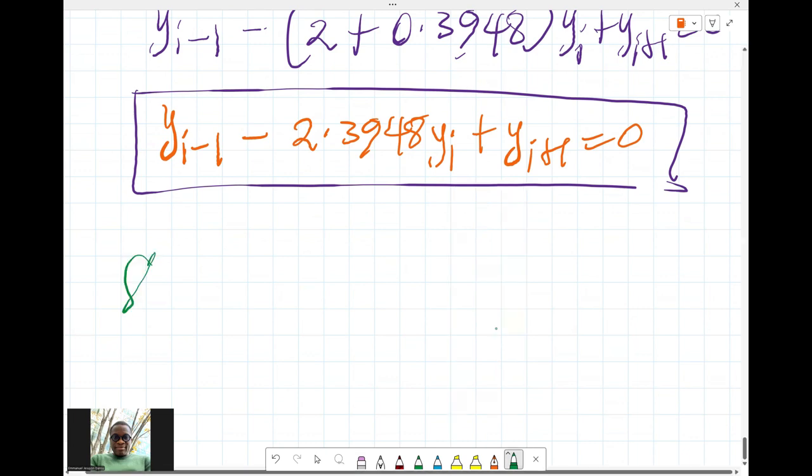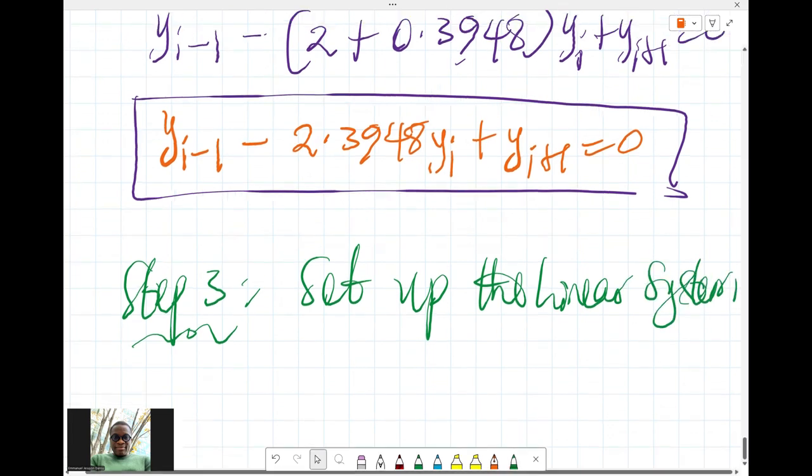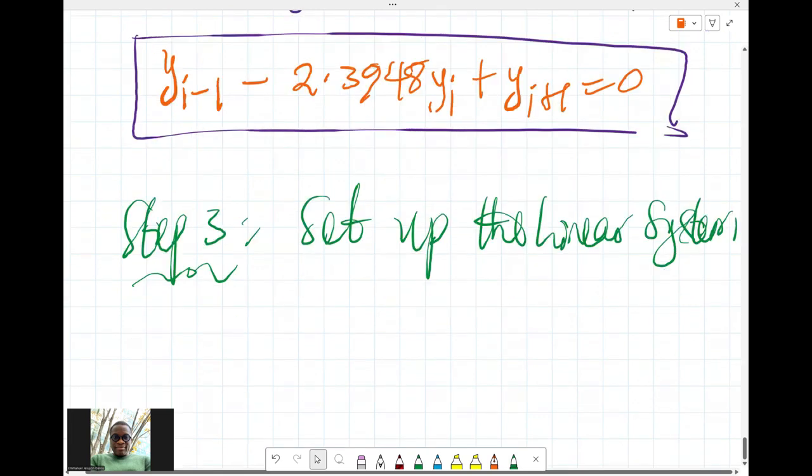So step 3 now. Step 3, set up the linear system. So there's a linear system that can come out of this. Set up the linear system like we are required to. So this generates a whole matrix now. So what do we do?